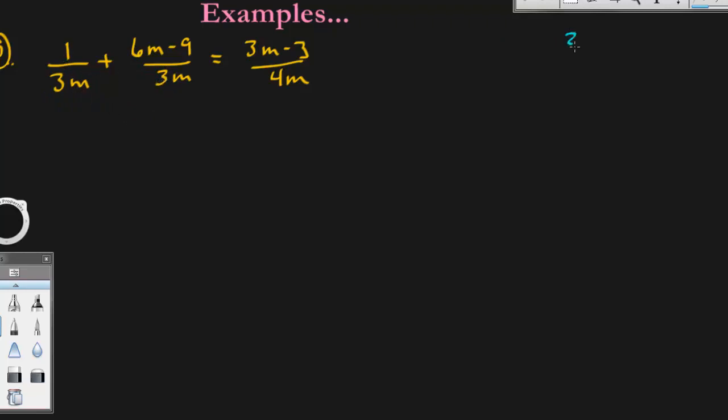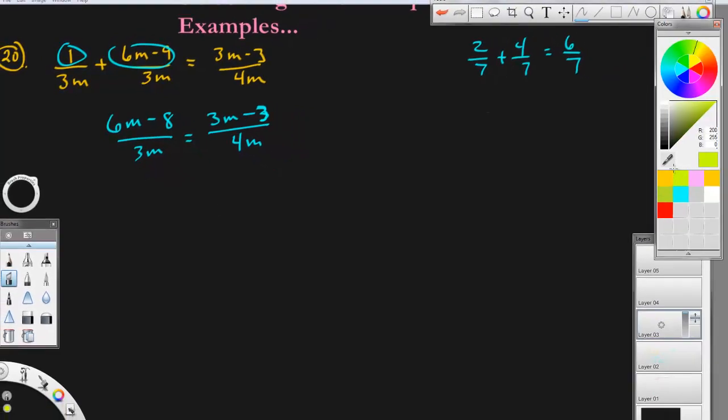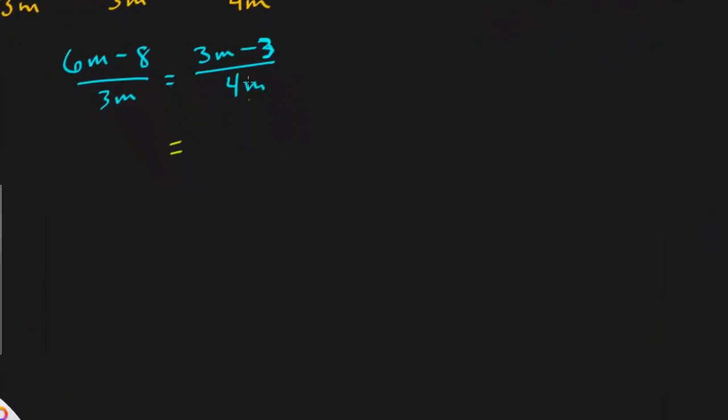That's just like saying 2/7 plus 4/7. Well, that equals 6/7. So this is just 1 plus 1 plus 6m minus 9. Well, that's going to be 6m minus 8 when you do that math, over 3m. And that equals 3m minus 3. Oh, yeah, that's a good looking 3 there, over 4m. And we're going to cross multiply. Okay, so let's speed this up a little bit. Here's my equal sign, and I'm going to cross multiply.